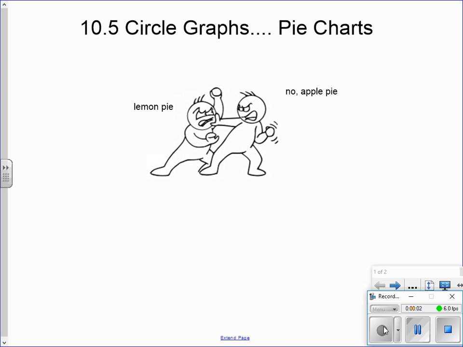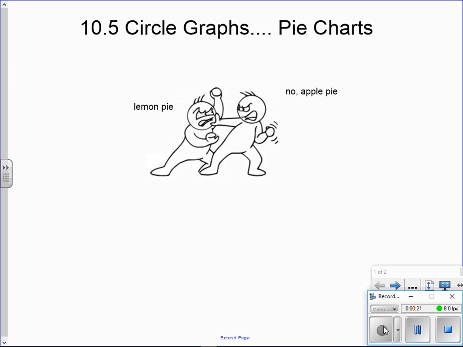And welcome back to lesson 3 of chapter 10. This lesson is called 10.5 Circle Graphs and Pie Charts. Yes, it's exciting, and no, we are not going to be eating any pie.